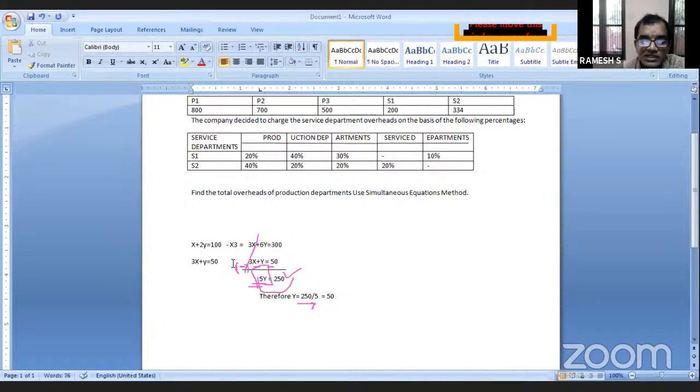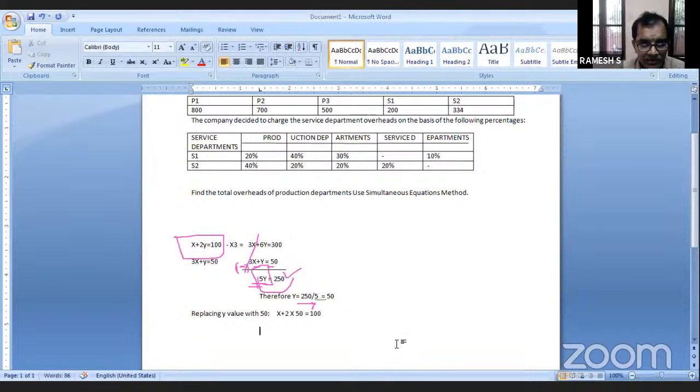Now what you have to do? Just take any equation and replace the y value in it. Okay, now I will take the first equation: x plus 2y is equal to 100. Now in this one I will replace y with 50, because I found out the value of y. Now you see, it is x plus 2 into, in place of y you keep 50, is equal to 100.